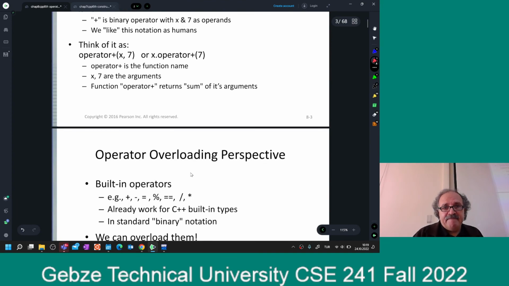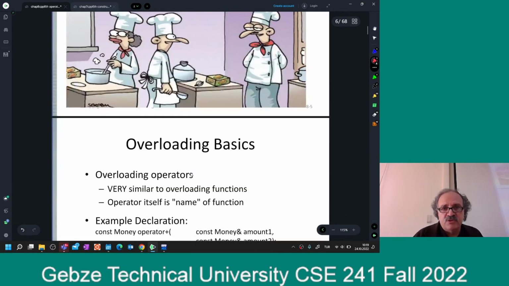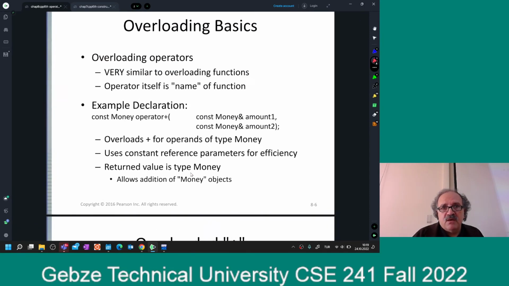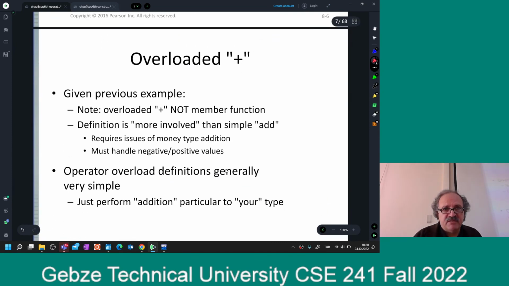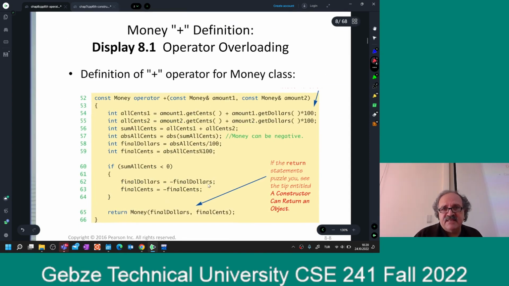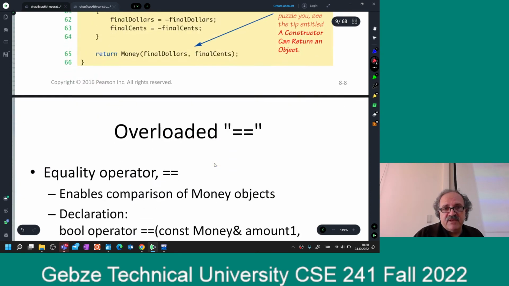Okay, so operator overloading, we already talked about those. Overloading basics, yeah. Two parameters, both take constants. I think we talked about those. Operator plus, not a member function, and this is the non-member function overload of it using the public interface. It has to use the public interface because it's a global function, right? Okay, we talked about this.